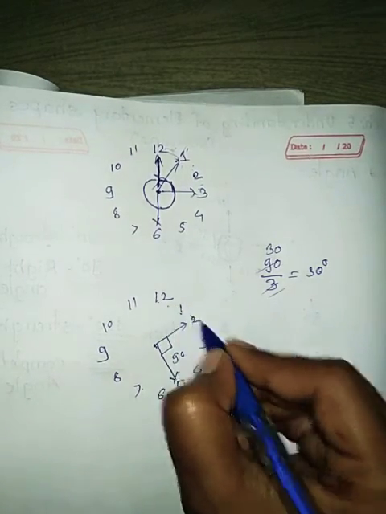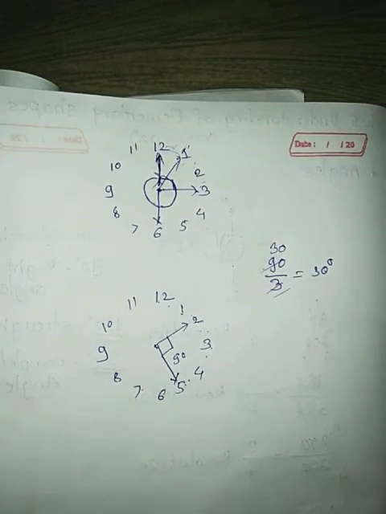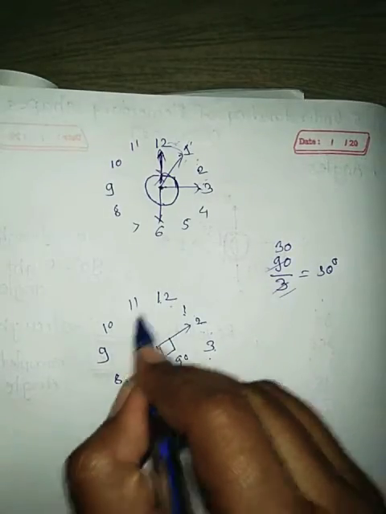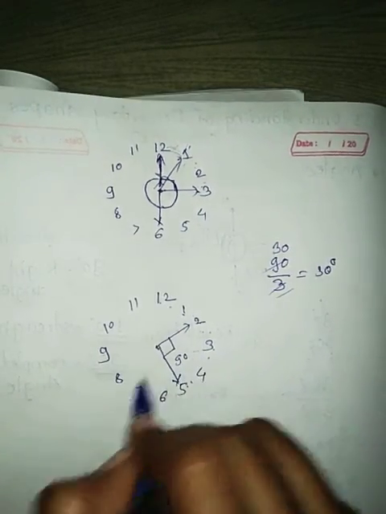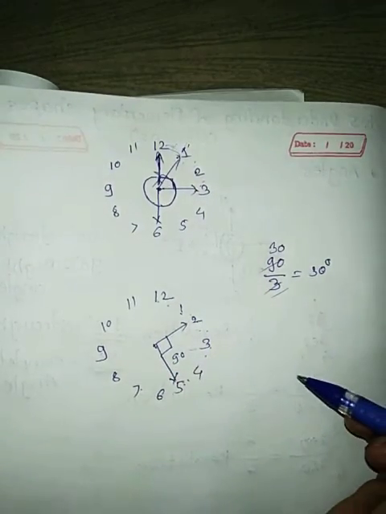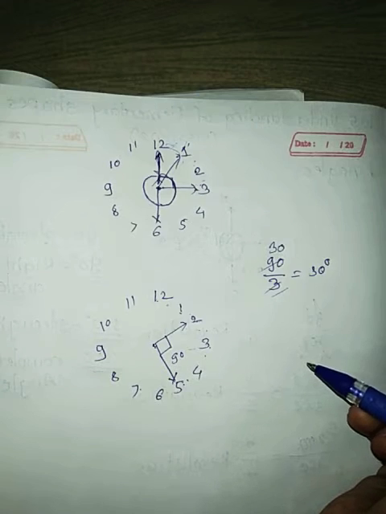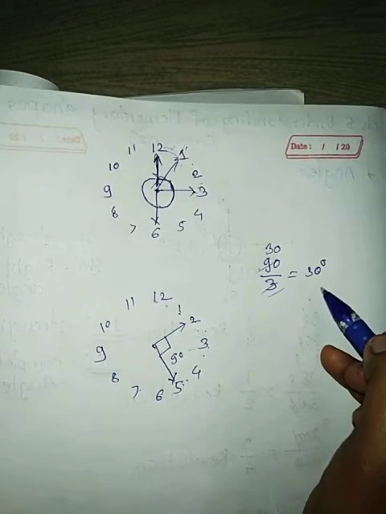So total 30 plus 30 plus 30 is 90 degrees. So you have to remain in the clock. Full is 360, from 12 to 6 is 180, 9 to 3 is 180, again 12 to 3 is 90, and from 12 to 3 there are 3 divisions, so each division has a value of 30 degrees.